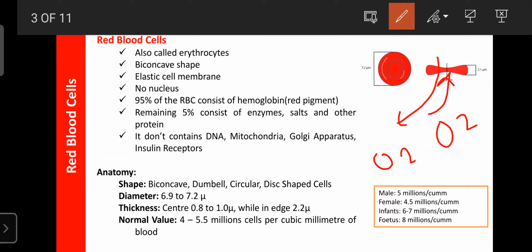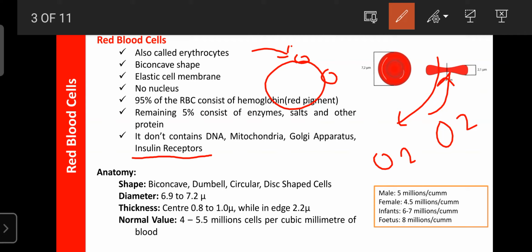And also the RBC does not contain insulin receptors. Insulin receptors are made up of peripheral or integral proteins, and they are present in each and every healthy cell. The insulin receptor provides the place for binding of insulin. Insulin is an endocrine hormone, and it is synthesized in the pancreas.